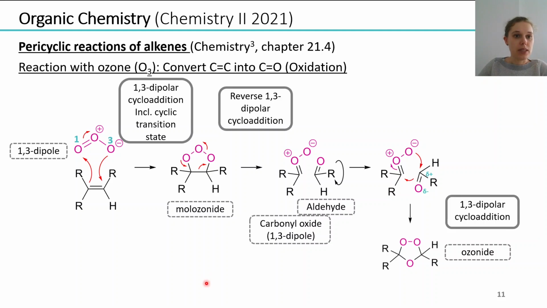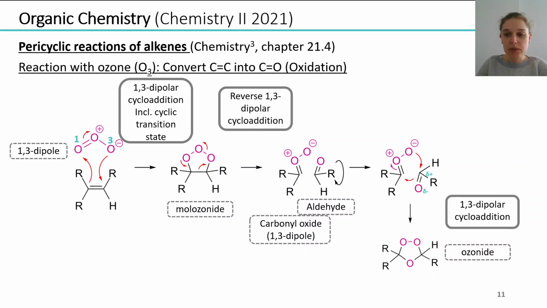After the 1,3 dipolar cycloaddition, we end up with this molecule, which contains a 5-membered ring. And this molecule is called molozonide. And molozonide is very unstable because it contains 2 very weak oxygen-oxygen bonds. And hence, a reverse 1,3 dipolar cycloaddition will follow immediately.